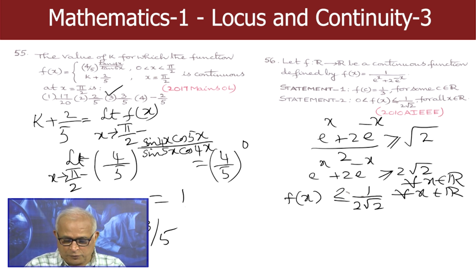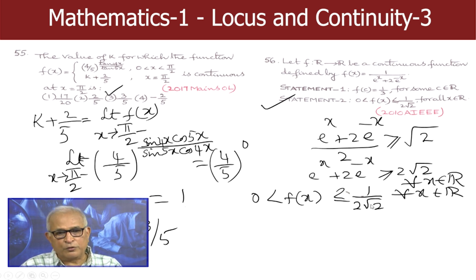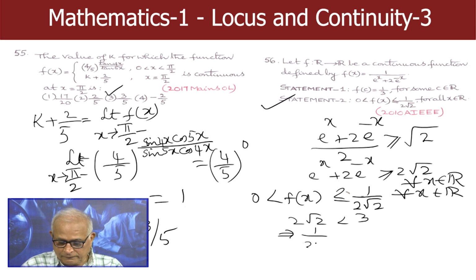and f(x) is always positive. So statement 2 is correct. f(x) always lies between 0 and 1 by 2 root 2. f(x) is always positive, cannot take the value 0, but it can take the value 1 by 2 root 2, which is the maximum value. Okay? And because 1 by 3 lies between 0 and 1 by 2 root 2, because 2 root 2 is less than 3, 1 by 2 root 2 is greater than 1 by 3.